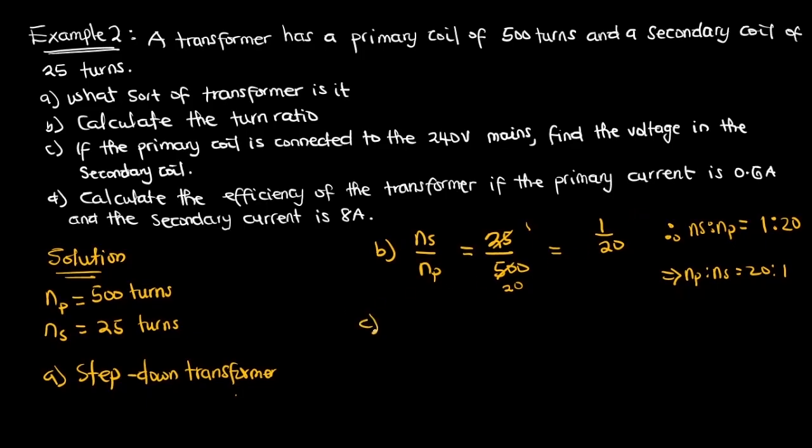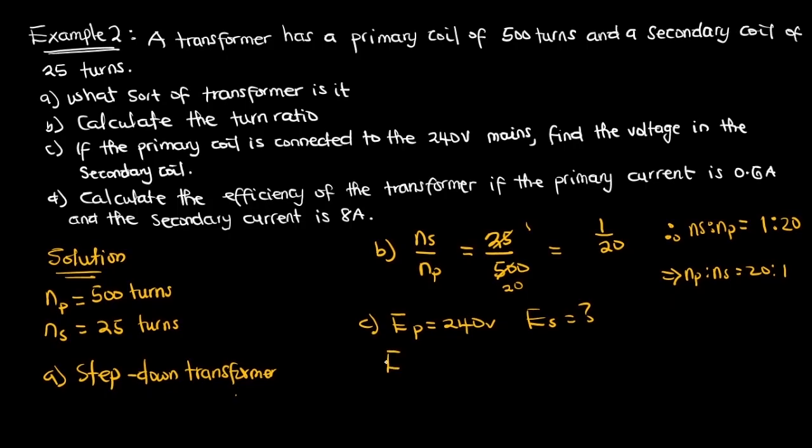Now let's look at the C part. The C is saying if the primary coil is connected to a voltage of 240 volts, we have to find the voltage in the secondary. We have to find the ES. That is what we do not know, right? Already we have the ratio of NS to NP, so we can just use that in conjunction with this, and then we will get our answer.